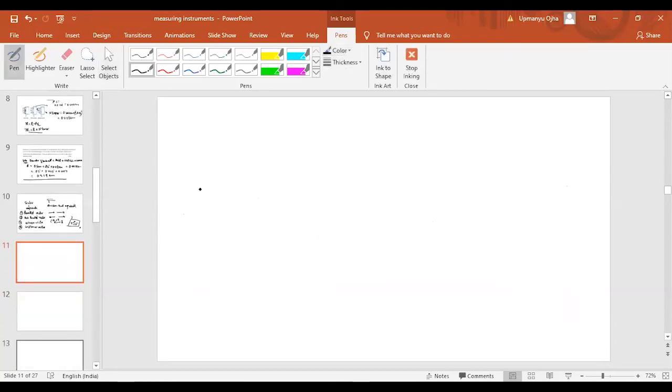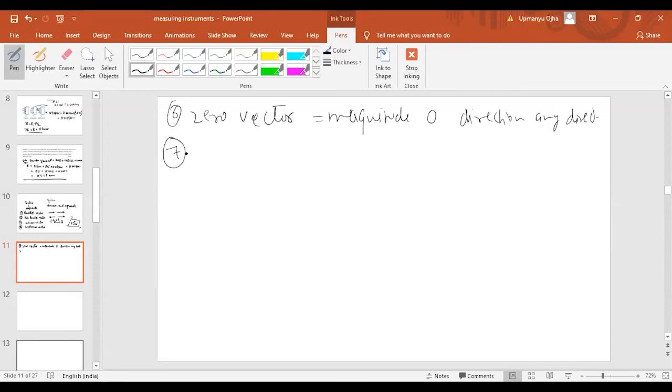Then we have the zero vector. What is a zero vector? Zero vectors are those vectors whose magnitude is zero. It has no magnitude, and the direction can be any direction. From the name itself, we can understand that a zero vector has magnitude zero and any direction. Seventh is the unit vector.